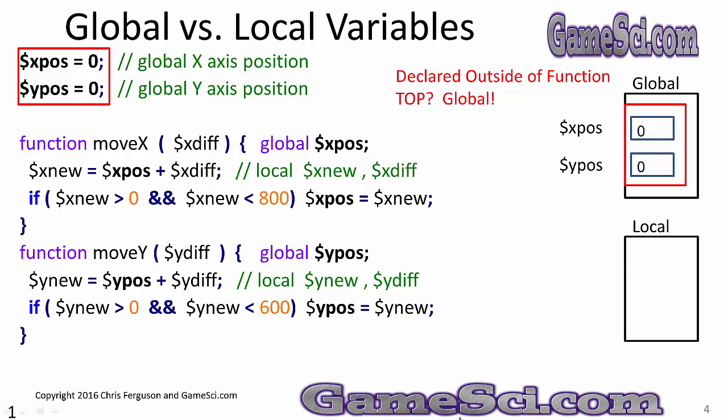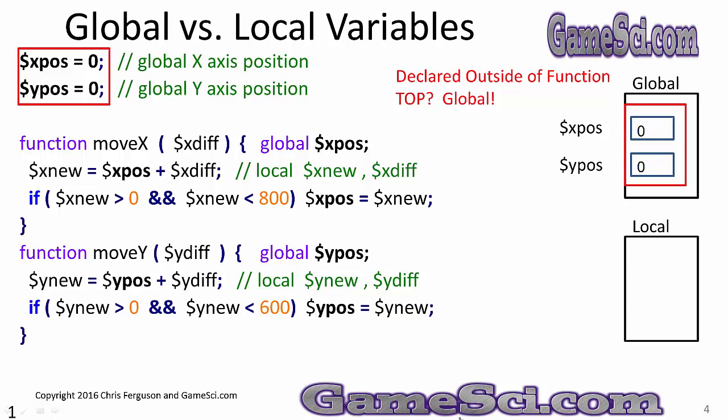First up, here at the top, declared outside the function, I'm going to create a couple of variables, x position, y position, or xpos, ypos. This is the xy coordinate of my character on the screen. These are what's called global variables. Why are they global? First and foremost, they're declared outside the function. They're not inside moveX, they're not inside moveY, they're declared outside the function.